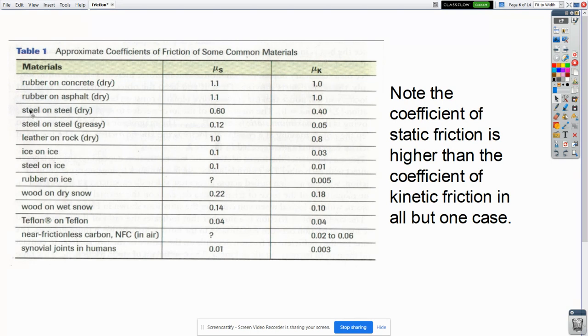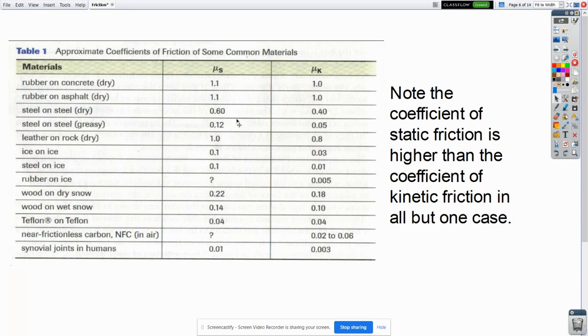Steel on steel, so something steel rubbing across something that is steel while it is dry. Static is 0.6, kinetic is 0.4. So again, much lower than rubber on concrete, so there's a lot less interaction there, but still the static is higher than the kinetic.